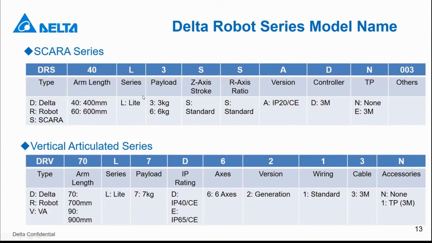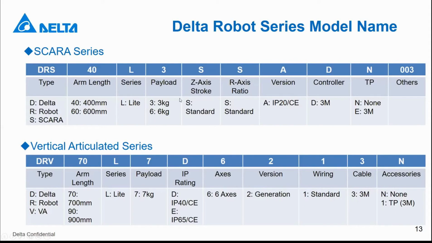And the next is the light series. Light series means our controller is outside of the robot arm in another cabinet, and the robot arm itself is quite light. So we call it the light series. This L means the light series.